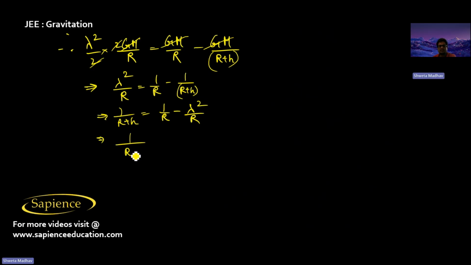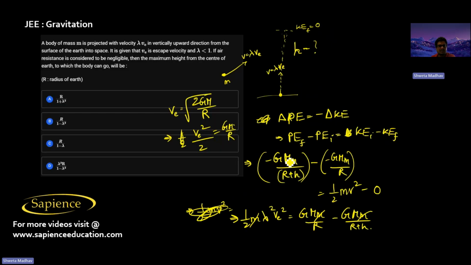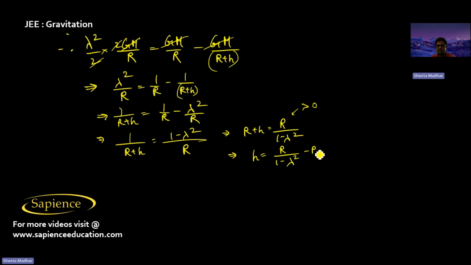So 1 by r plus h, that will be equal to, you can take r as the LCM, so this will be 1 minus lambda square. It means that r plus h equal to r by 1 minus lambda square. Hence here it is told lambda value is less than 1, so this is obviously greater than 0. So h should be equal to r by 1 minus lambda square minus r.